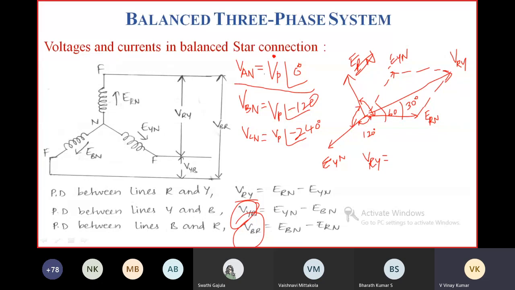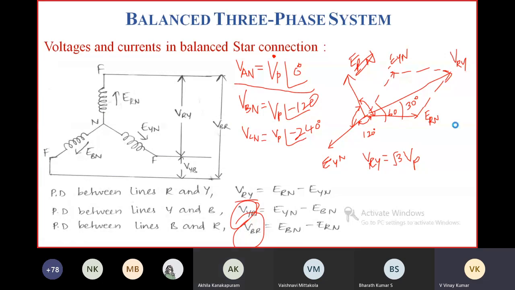So what will be the magnitude of line voltage? √3 times that of phase voltage. So √3 into VP would be the magnitude of line voltage. Because we have already discussed the relationship between line voltage and phase voltage.